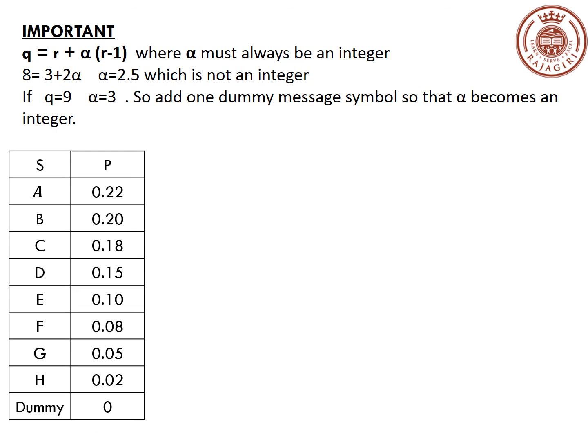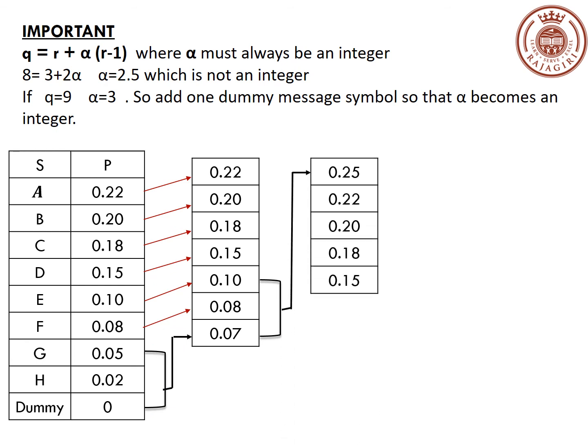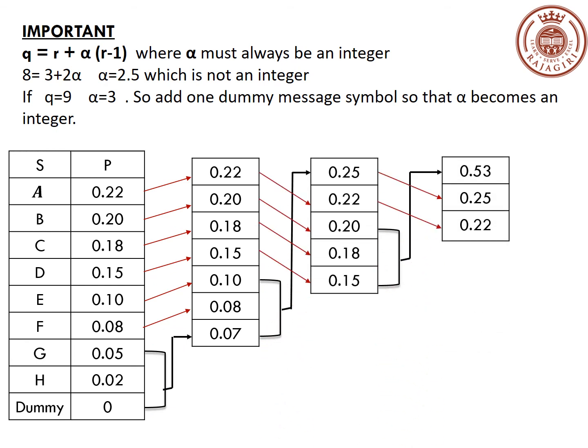We had 8 symbols, but to make alpha an integer, I add a dummy symbol with a probability of 0. Now what we do is we group, since it's a ternary code, we are going to add the last or the least 3 probabilities. So I'm going to add 0.05, 0.02 and 0, and the composite probability is taken to the next table, and then the whole procedure continues until you get the last 3 symbols. Okay, now we have got the last 3 symbols. Mark them as 0, 1 and 2, and then trace backward just like we have done for the binary case, and then you can write the final codes corresponding to each symbol and their code lengths can be found out.